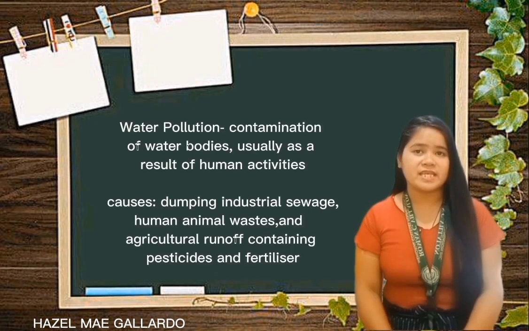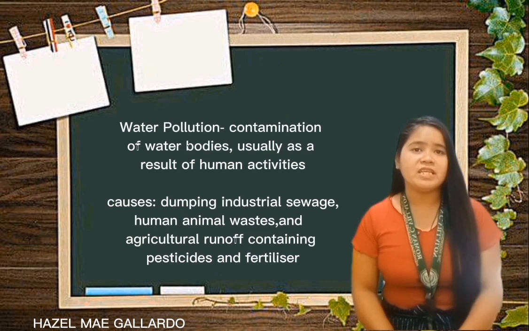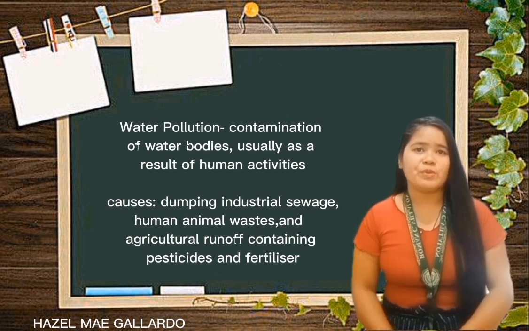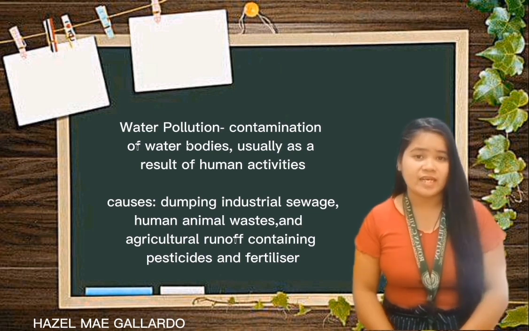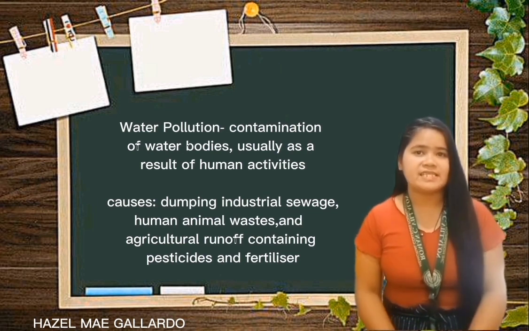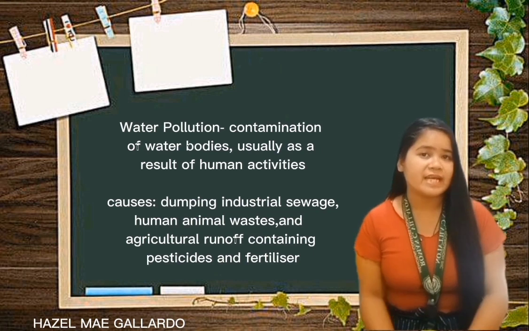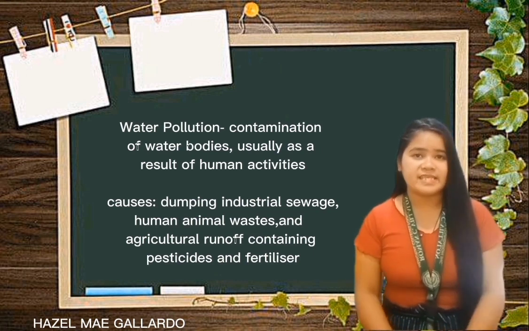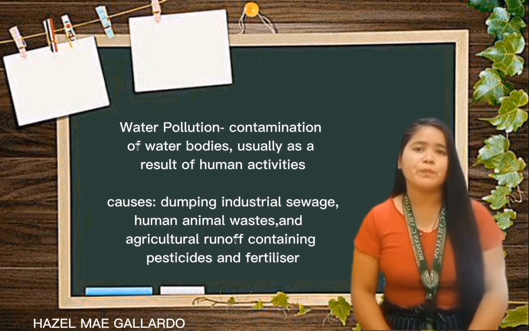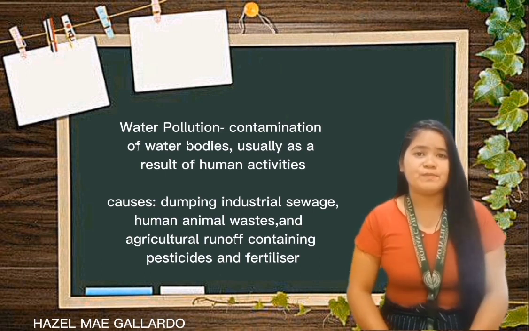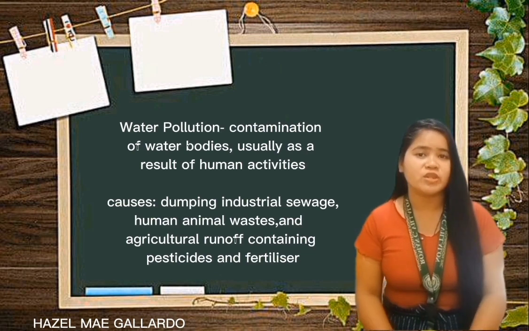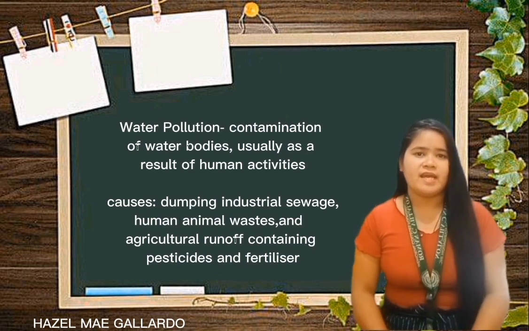Class, the next type is water pollution. It is the contamination of water bodies, usually as a result of human activity. Again, human activities, which negatively affect its uses. Water bodies include lakes, rivers, oceans, and seas. The causes of water pollution are dumping solid waste in water bodies, disposing of untreated industrial sewage into water bodies, human and animal waste, and agricultural runoff containing pesticides and fertilizer.